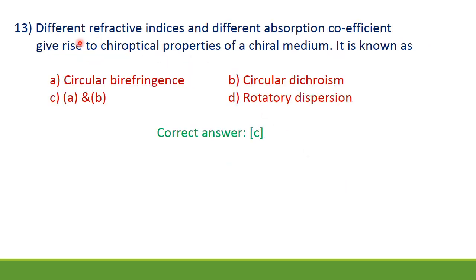Question number 13. Different refractive indices and different absorption coefficients give rise to chiral-optical properties of a chiral medium. This is known as, you know, A and B, circular birefringence and circular dichroism. The correct answer for this question is C. Correct option is C. Circular birefringence will be there, and circular dichroism will also be there. Together these two properties give what we call ORD. Option A and B.